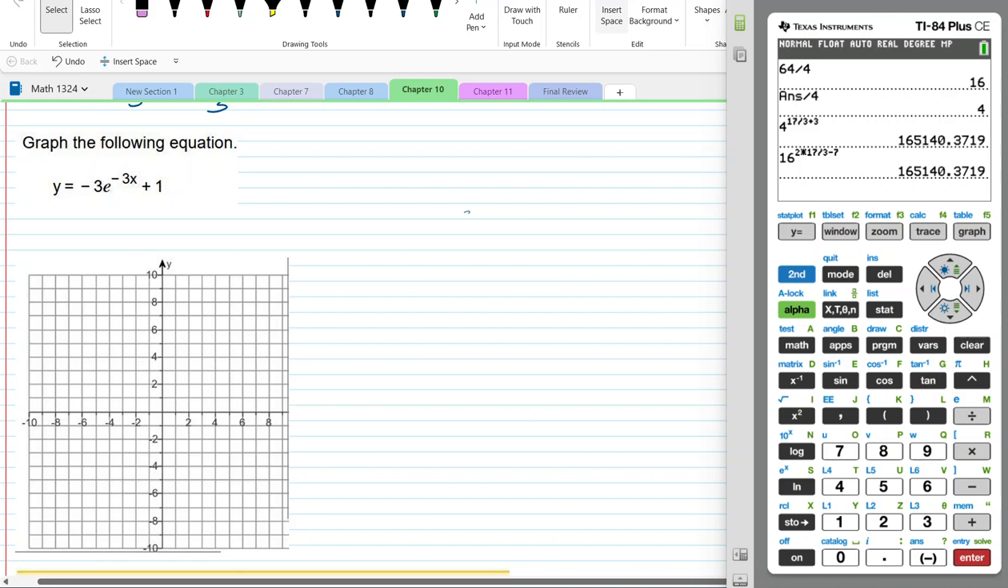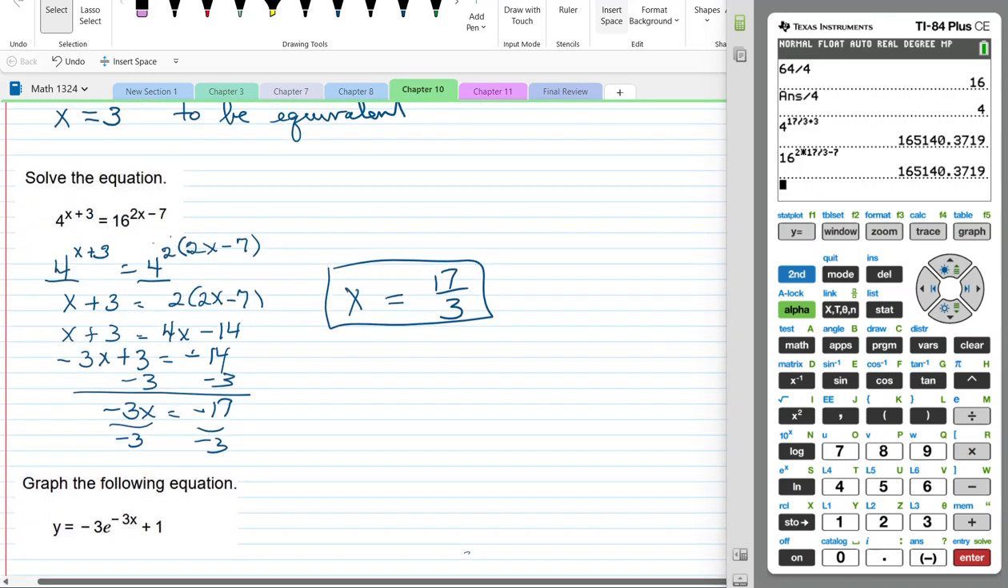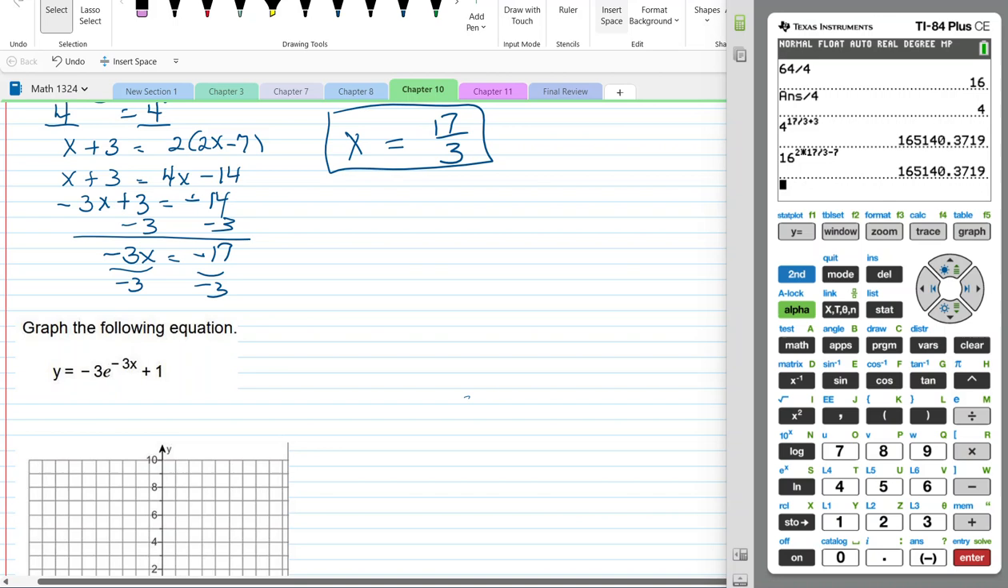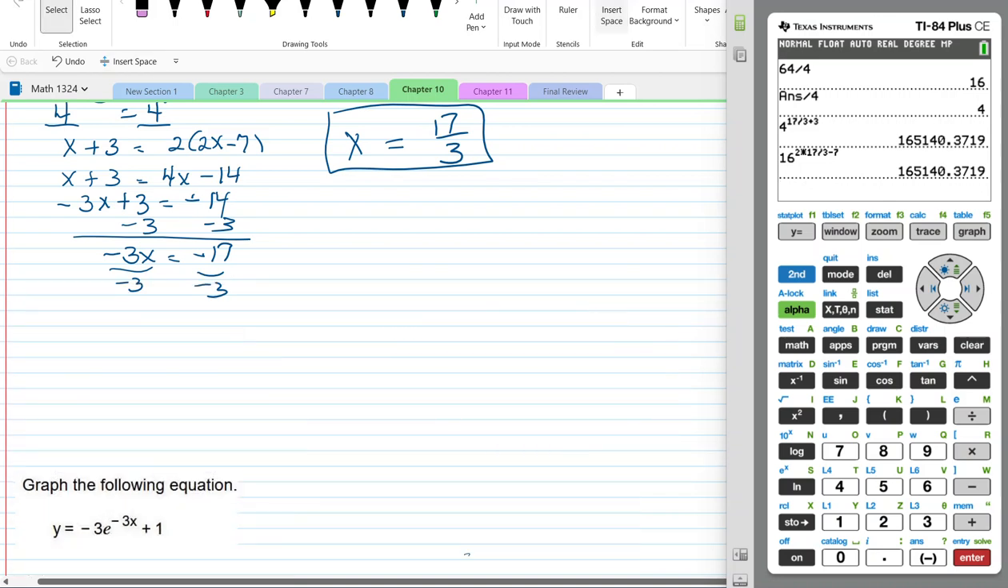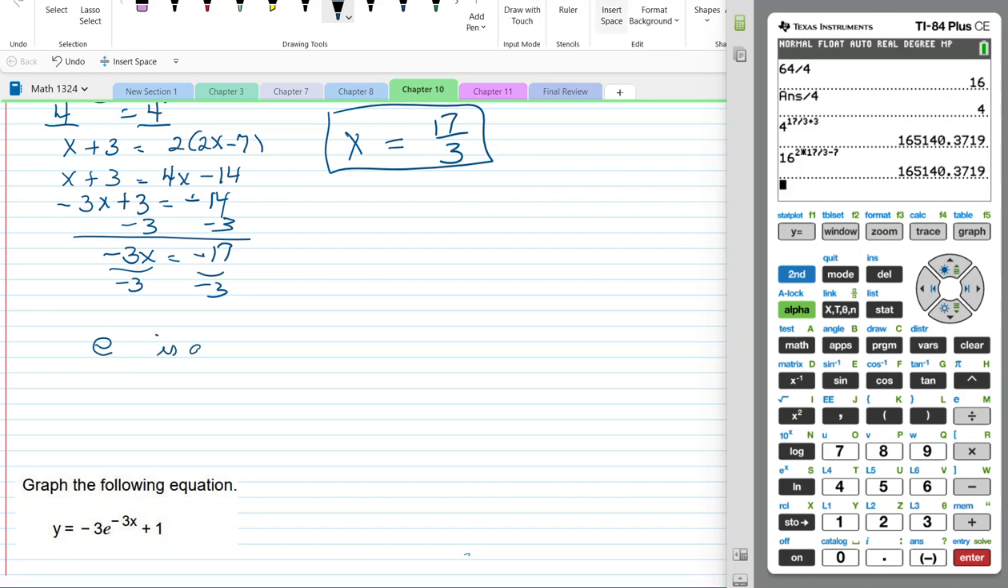Now, in this case, we want to graph the following equation. And right here, we have to consider E. Now, I didn't put what E is, so let me do that first, because we have E. E is an irrational number. What does that mean? And what that means is it never ends and never repeats. It's a natural number.